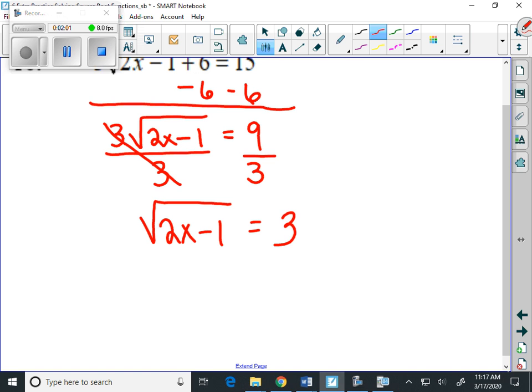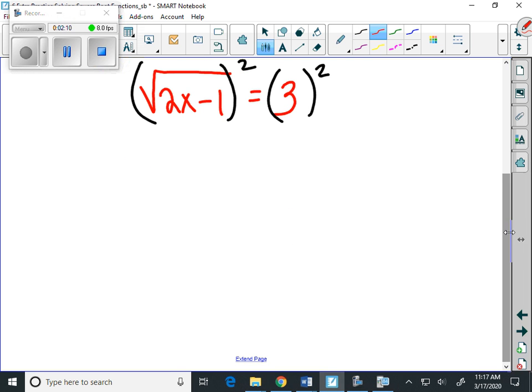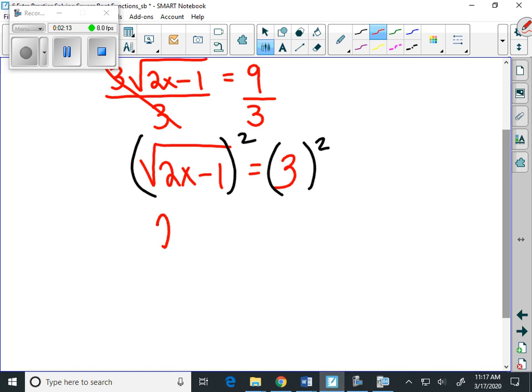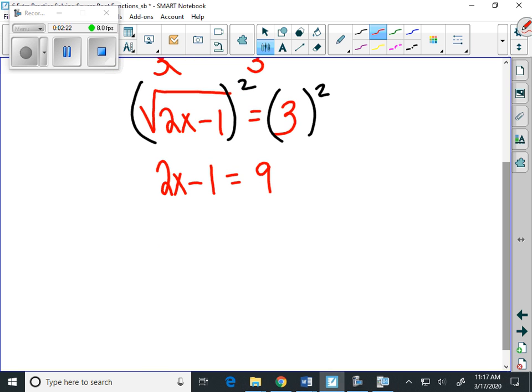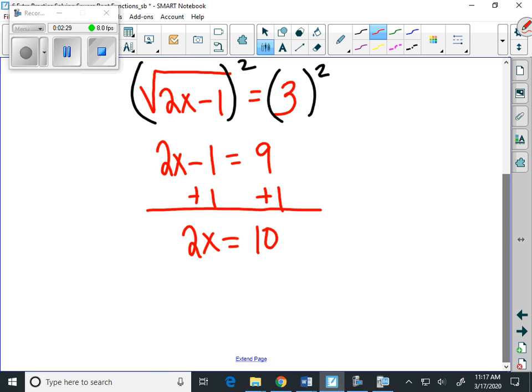Now we have the square root isolated. Once we get the square root isolated, we are going to square both sides. So when we square both sides, we've got 2x minus 1, because square rooting and squaring cancel each other out, equals 9. And then we're going to solve. We're going to add 1 to both sides. We get 2x equals 10. And divide both sides by 2. So x equals 5.